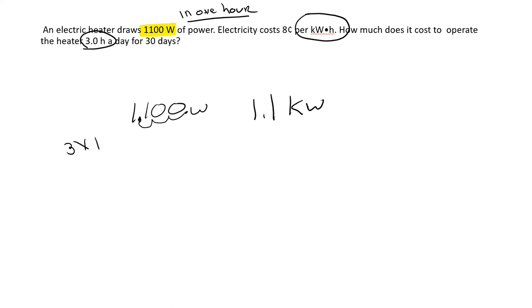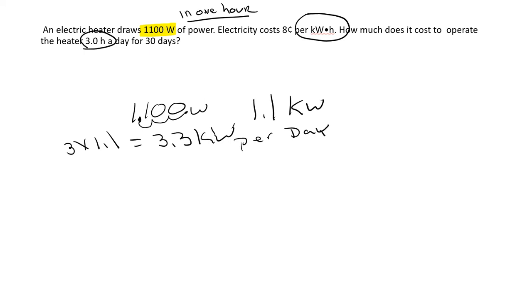3 times 1.1 equals 3.3. And that's 3.3 kilowatts. So now I know that's 3.3 kilowatts per day. All right, but they're using it for 30 days.